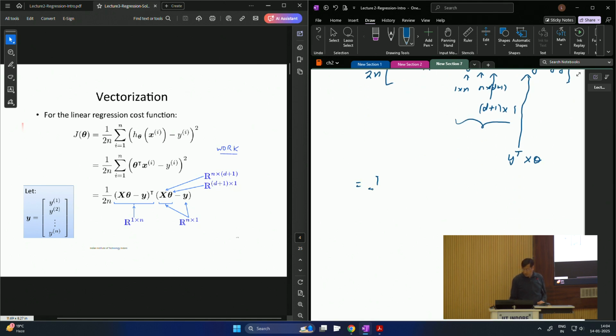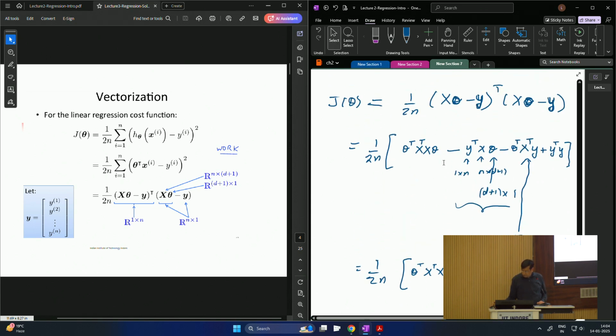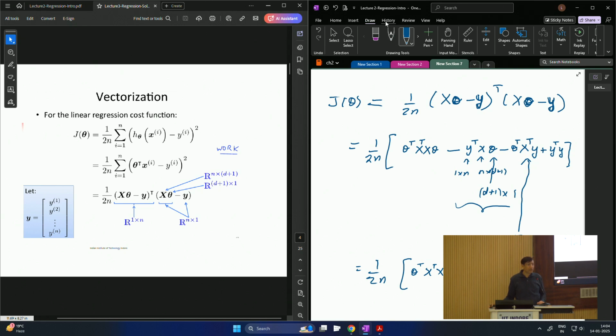So this is 1 over 2n. This is on the next slide, so you don't have to write it down. So this is theta transpose x theta minus 2 times y transpose x theta, or if I want to write this in terms of the second term, then I can also write this as theta transpose x transpose y minus or plus y transpose y. Everybody with me? ठीक है?